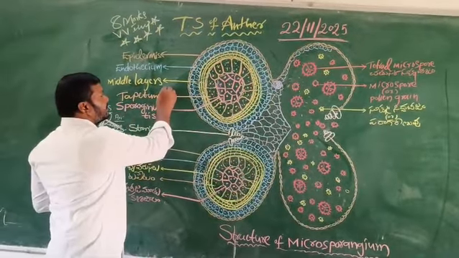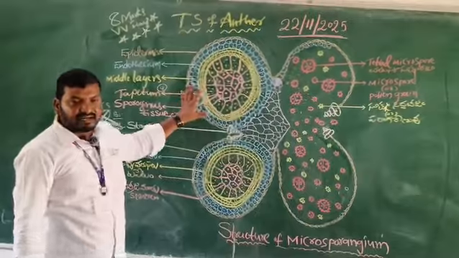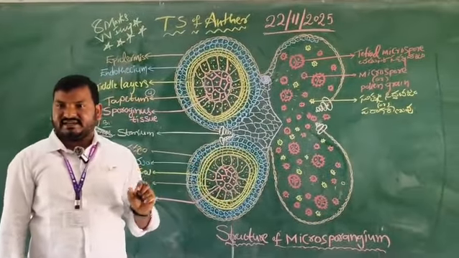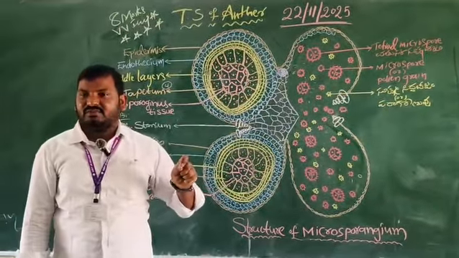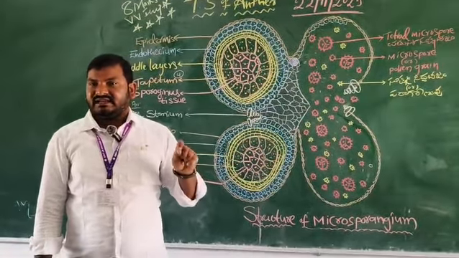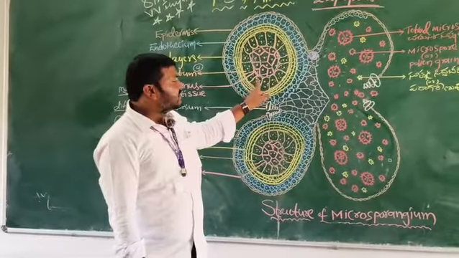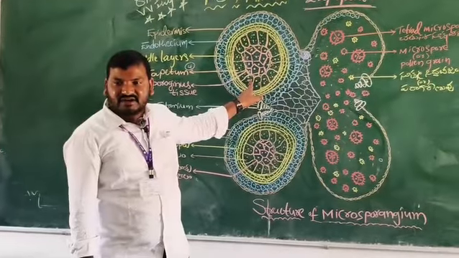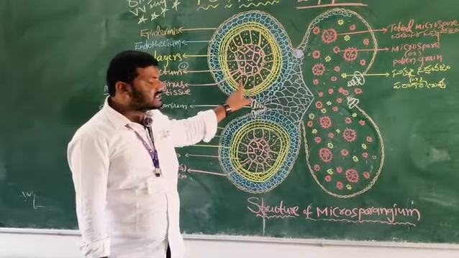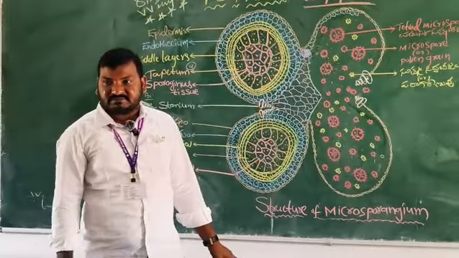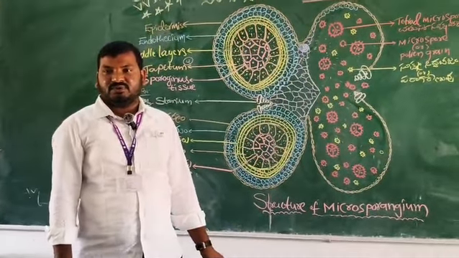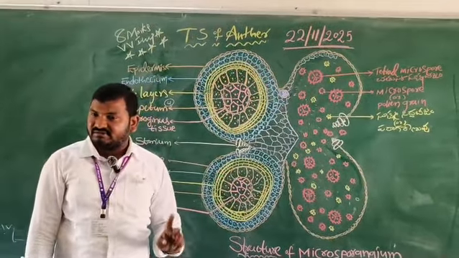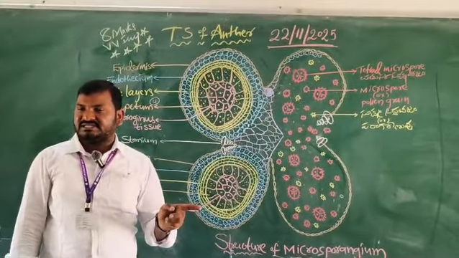After that, the tapetum is present. The tapetum is the last part actually. Now, what are the points you can say about the tapetum? It is the innermost layer, present with thin wall cells, and it has more cytoplasm. One or many nuclei are present in it.